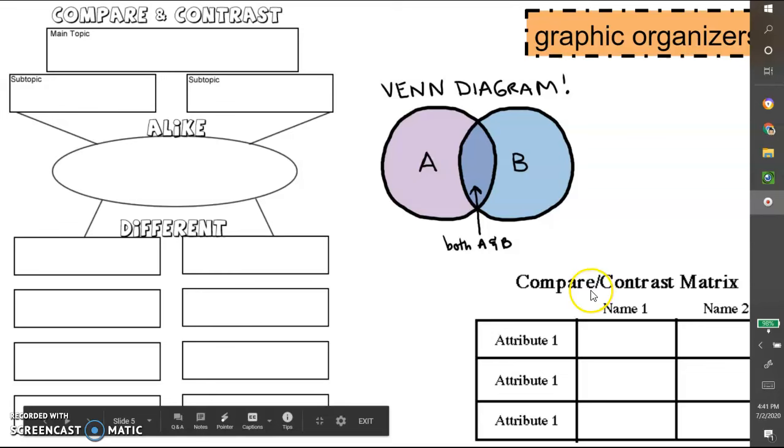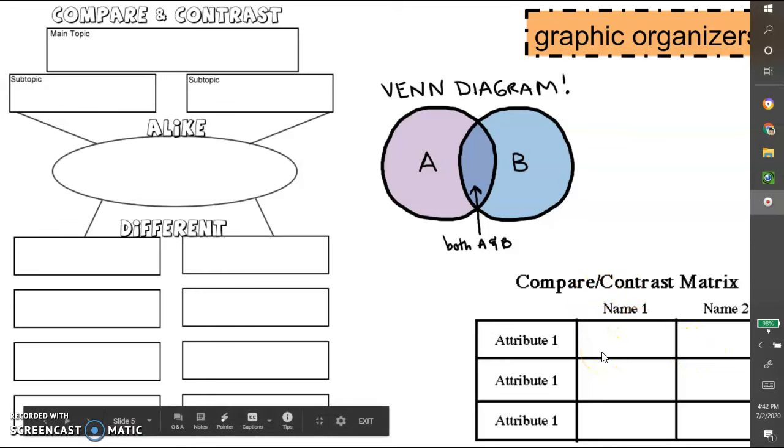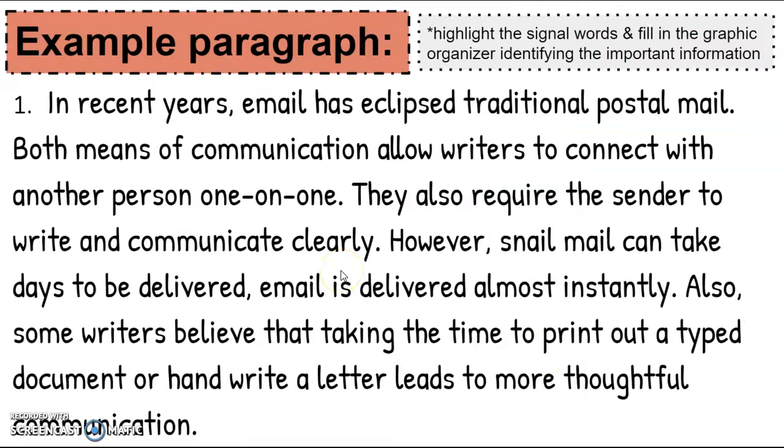And so to make up for that, I like to sometimes use this compare-contrast matrix as well. This is also looking at more specifically what attribute you're comparing. So maybe it's the appearance, the purpose behind it. So you get a little bit more specific. So let's take a look at a paragraph.